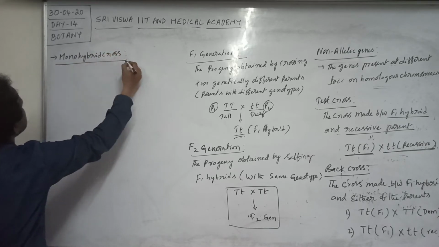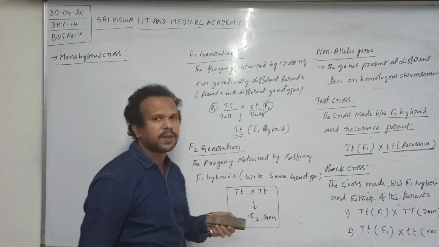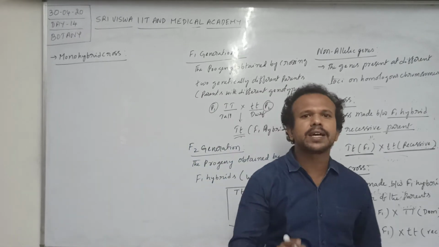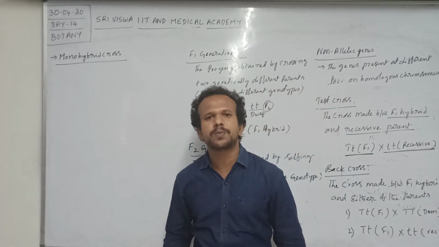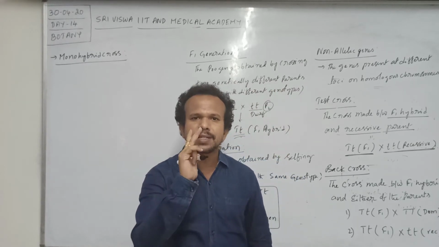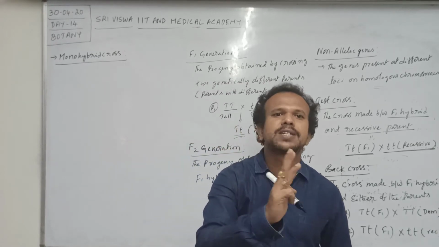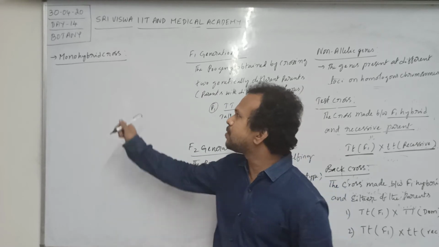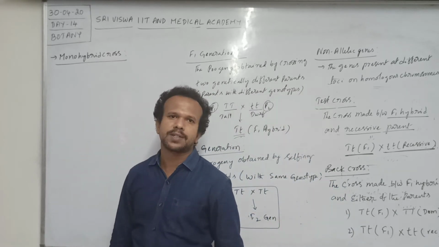Monohybrid cross. What is monohybrid cross? Mendel conducted 3 types of hybridization experiments by using pea plants. One is monohybrid cross, second one is dihybrid cross, third one is trihybrid cross. Consider with reference to monohybrid cross.